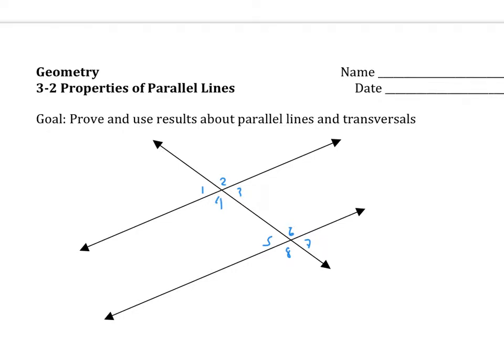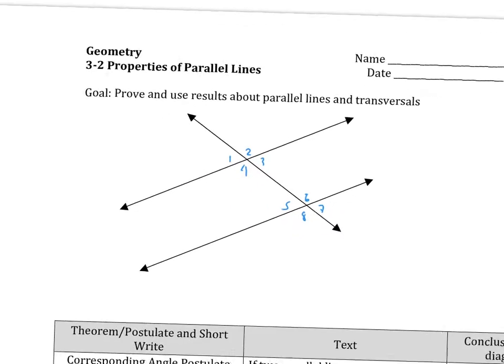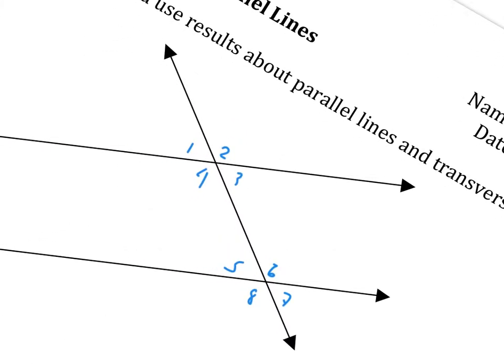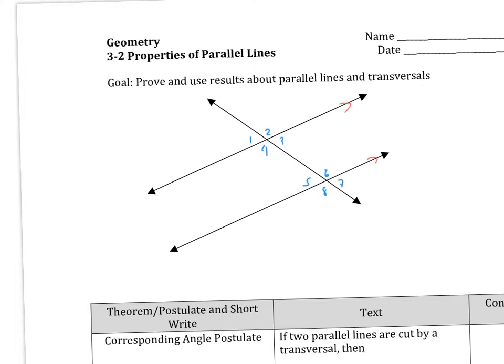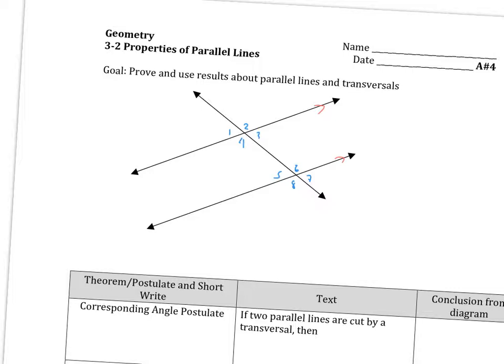Hi geometers, on this lovely day we're going to prove and use results about parallel lines and something called a transversal. In our previous lesson we already talked about transversals. First off, these two lines here are parallel, so let's go ahead and mark that as parallel. And we're going to walk through a few different theorems and postulates about things that are related in this.